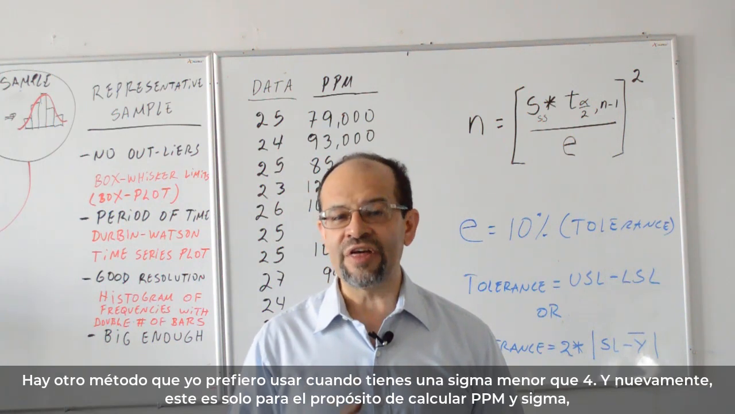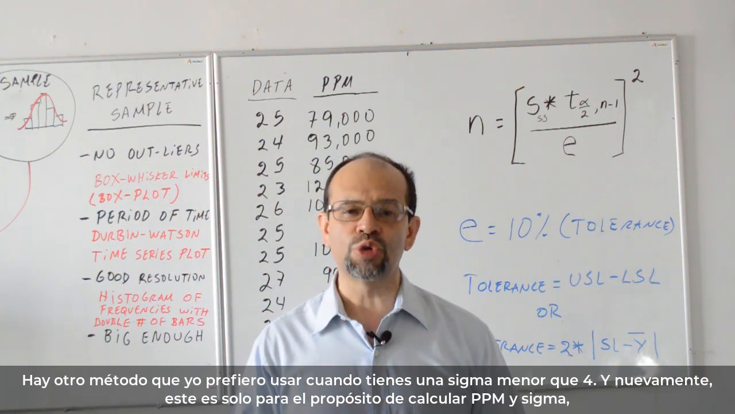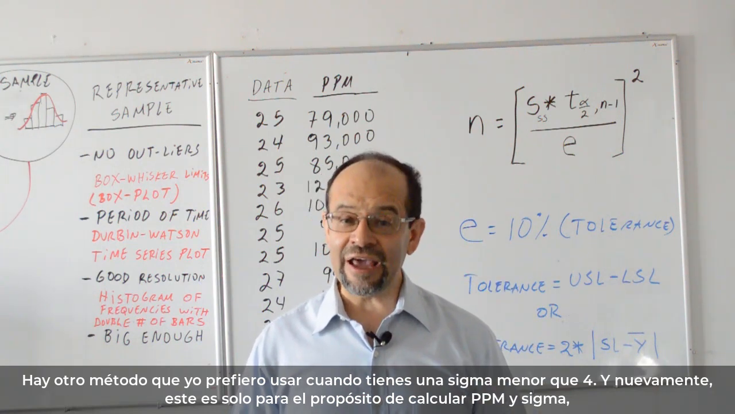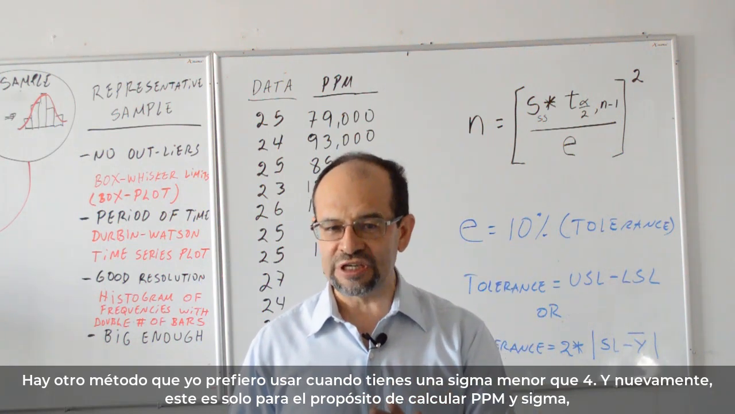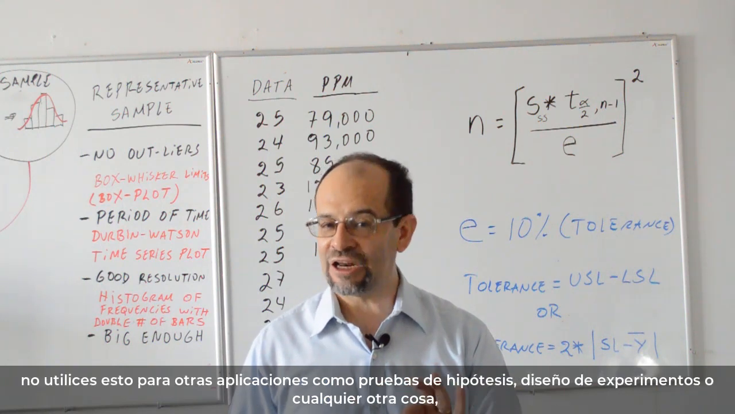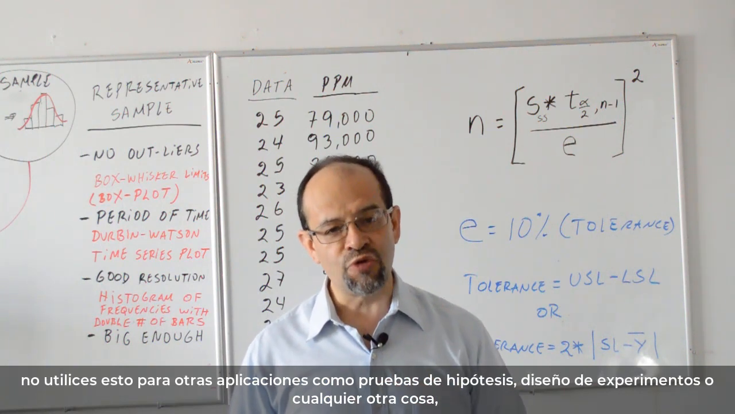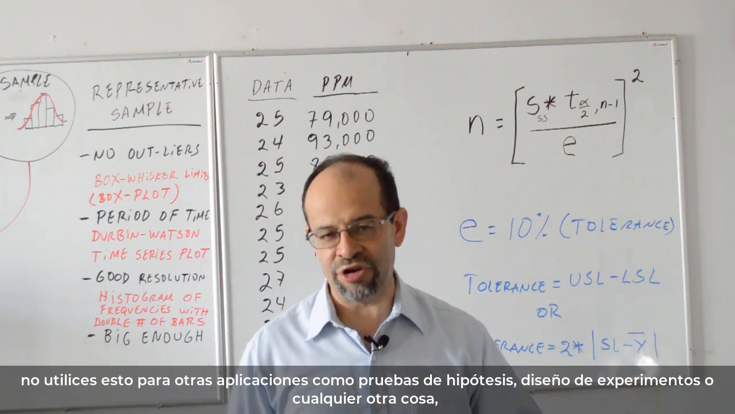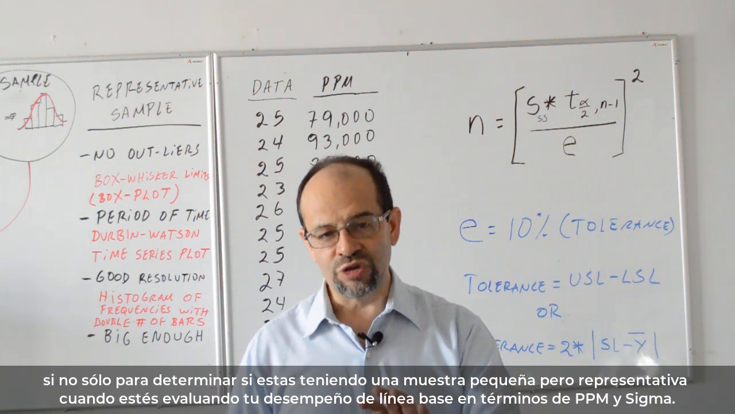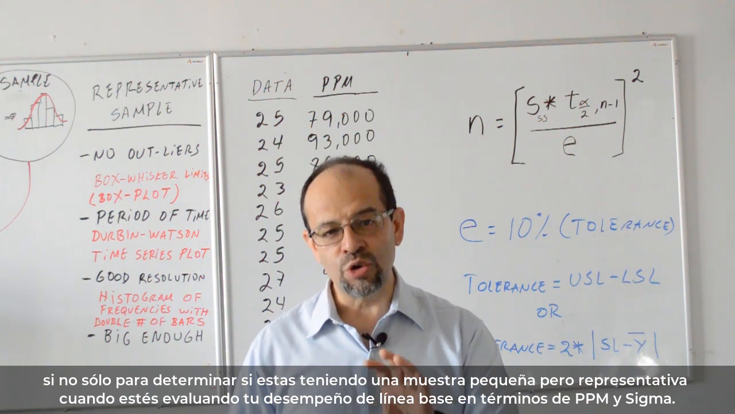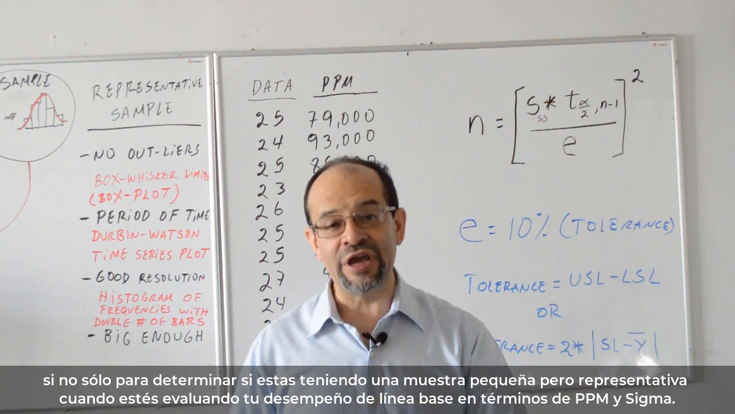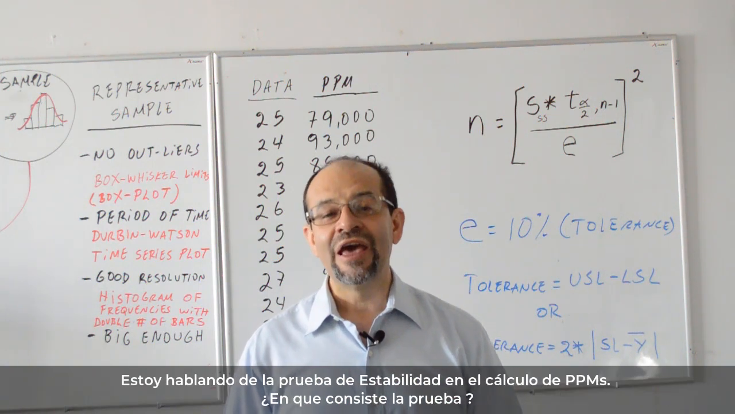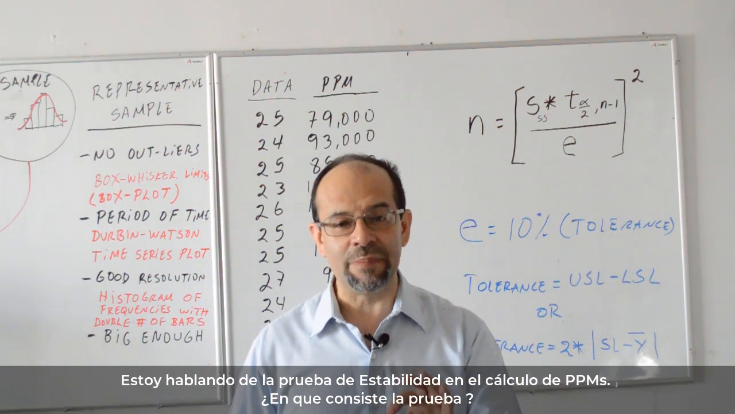There is another method that I prefer to use when you are having a sigma smaller than 4. And again, that is only for the purposes of ppm and sigma calculation. Do not use this one for other applications like hypothesis testing, design of experiments, or any other thing, but just basically to determine if you are having a good representative sample when evaluating your baseline performance in terms of ppms and sigma. And that is stability of ppms.